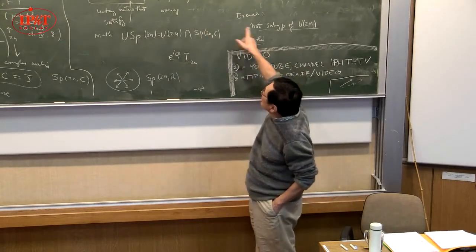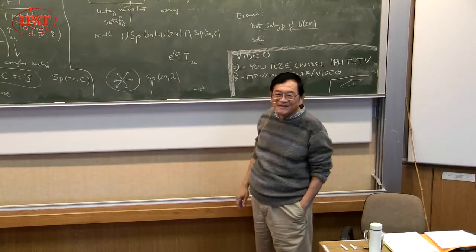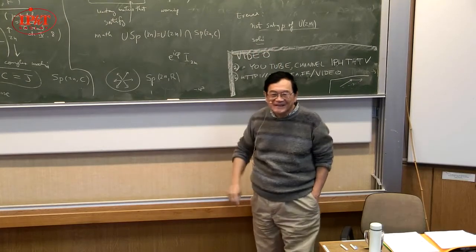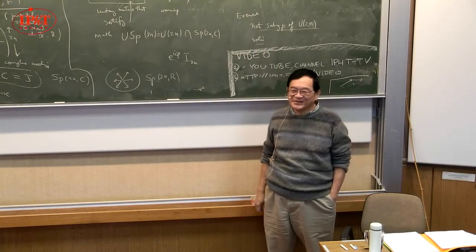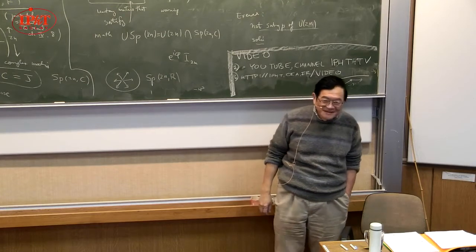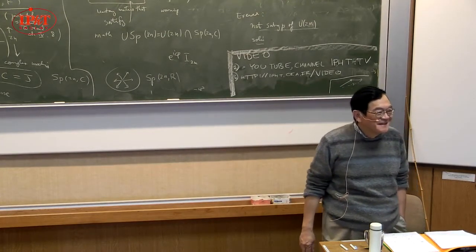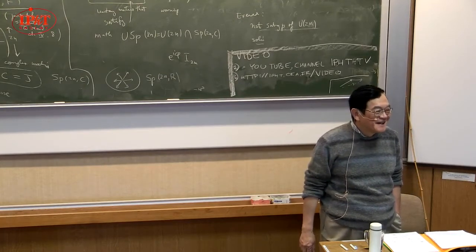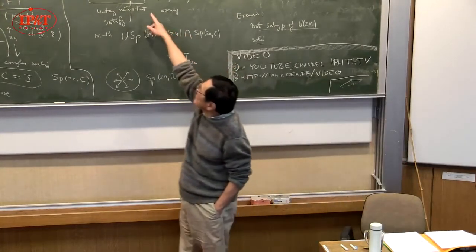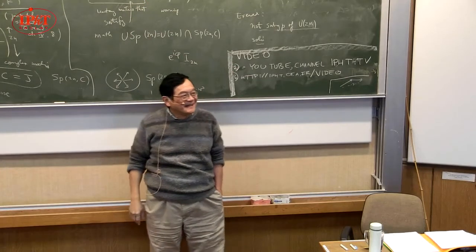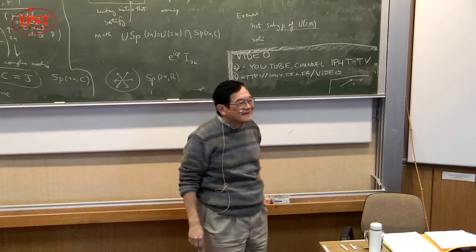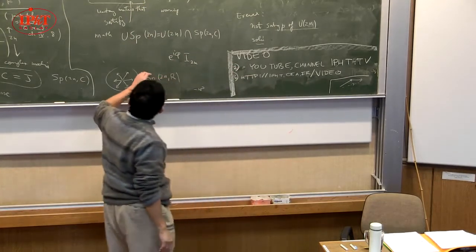That USP2N is not a subgroup of U2N? Find an element in U2N which is not in USP2N. This is an element of U2N, right? But this is not an element of USP2N, because it doesn't satisfy this equation. But this is completely fine for a subgroup, right? There are elements in the total group that do not belong to the subgroup.